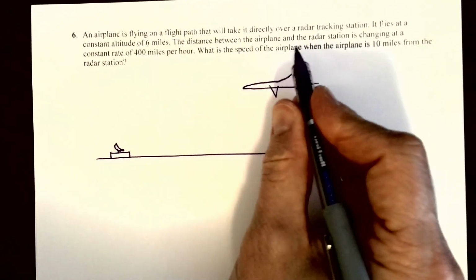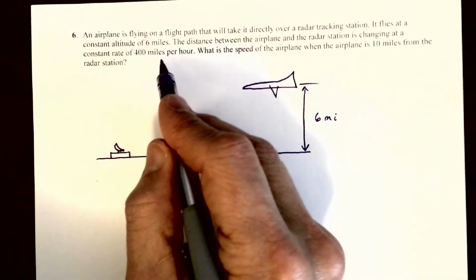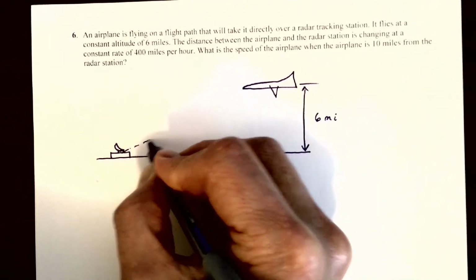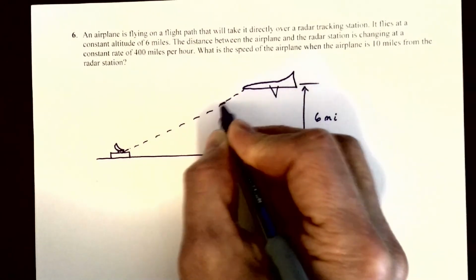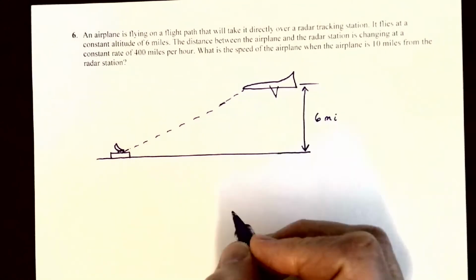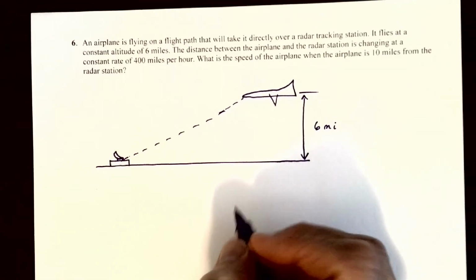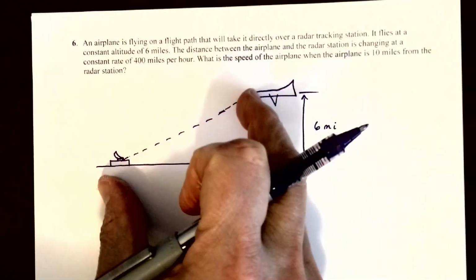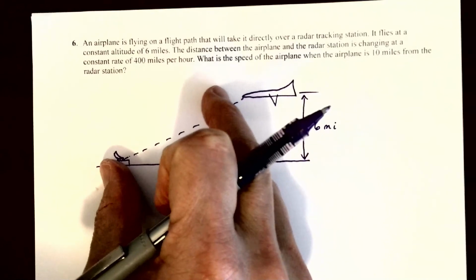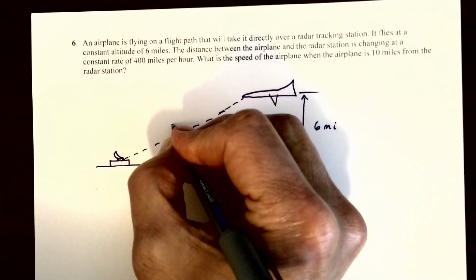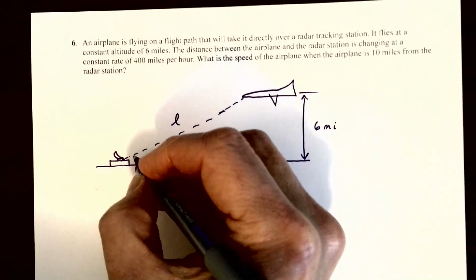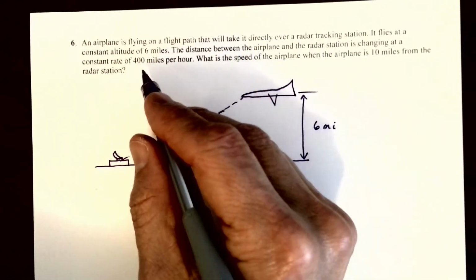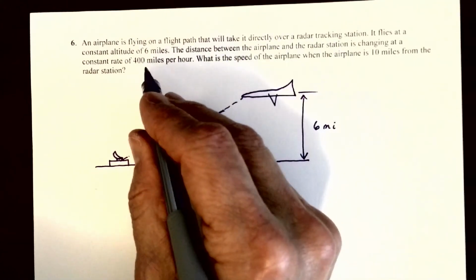So the distance between the airplane and the radar station is changing at a constant rate of 400 miles per hour. What's the distance between the airplane and the radar station? Well, it's going to be this dashed line distance right there. Is that distance constant or is that changing? It says it's changing in the statement, but clearly it is. It's getting closer, right? As time progresses, that distance is getting smaller. So we're going to call that length L. And then again, we have the fact that that distance is changing at a constant rate.